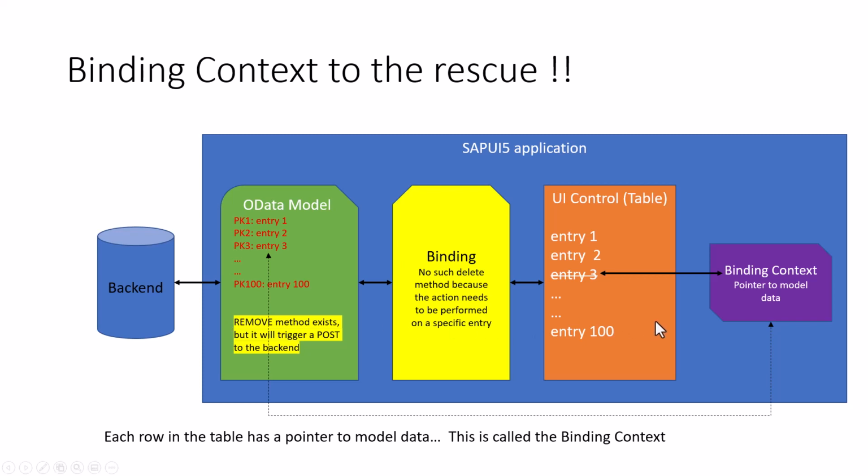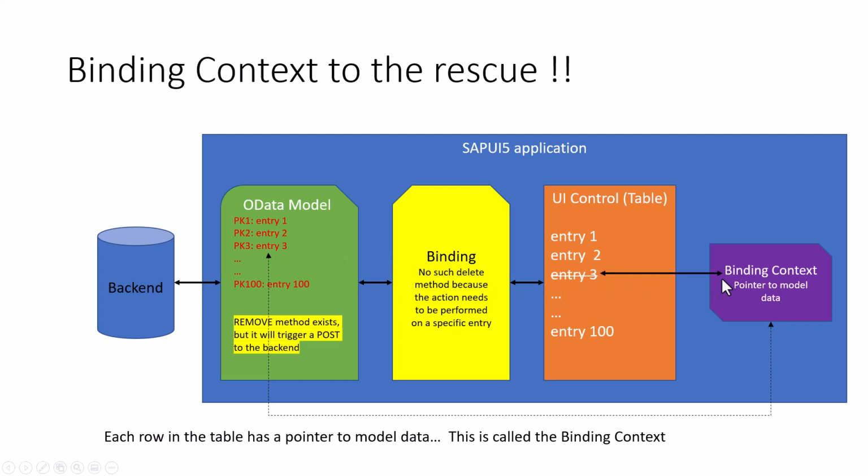So for this, we use the binding context. Now this binding context, assume that this table has 100 rows. So each row in this table has a binding context, which is nothing but a pointer to the OData model. So in this case, let's say this entry 3, row 3. This binding context of row 3 has a pointer to the OData model, this entry 3 right here.